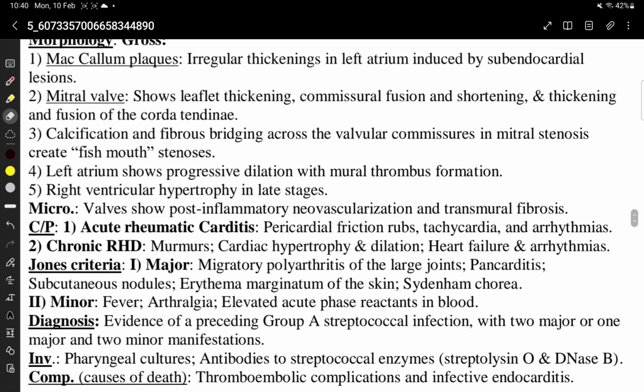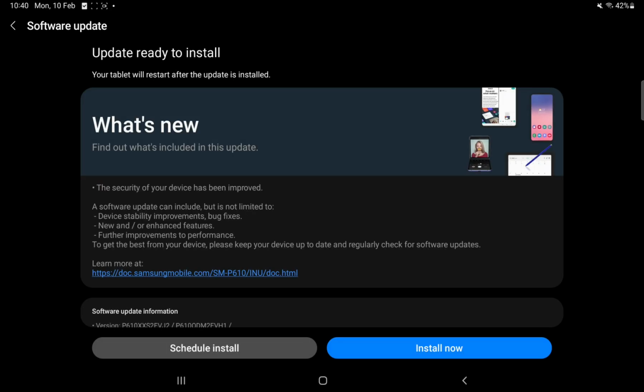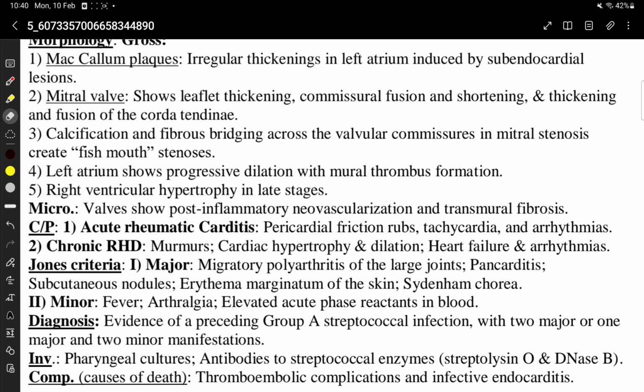Calcification and fibrous bridging across the valvular commissures in mitral stenosis create fish mouth stenosis.